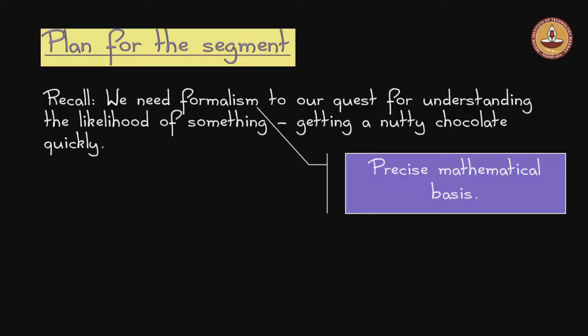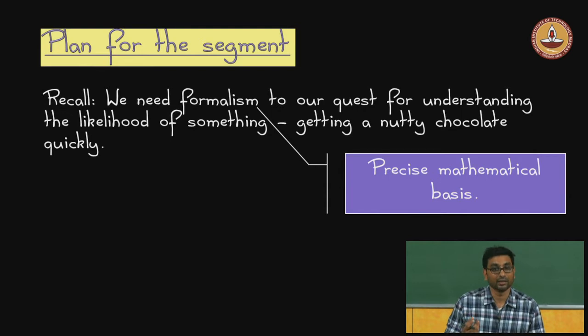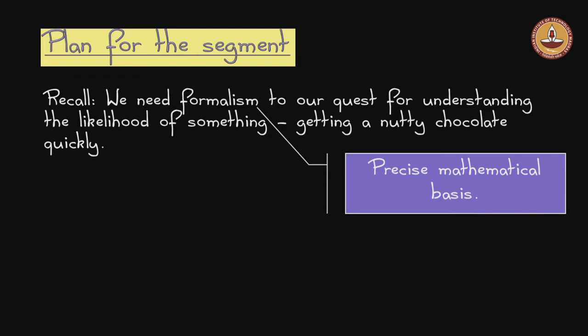So we are now going to talk about a more formal, or what is called axiomatic, approach to probability theory. So what is the plan? You may recall that we've already established a need for formalism and a need for a quantifiable way to understand nature, if you will. In particular, one of the examples that we talked about was getting a nutty chocolate in the last segment. And what we want is a precise mathematical basis. And so we're going to provide just that.